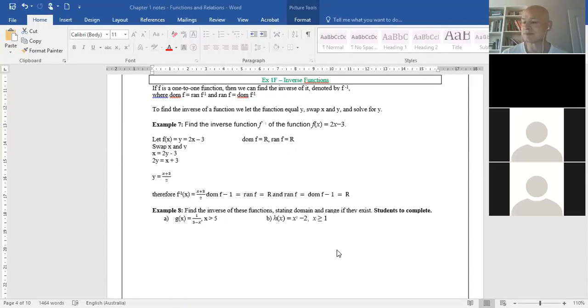All right, let's start it. So 1f is inverse functions.